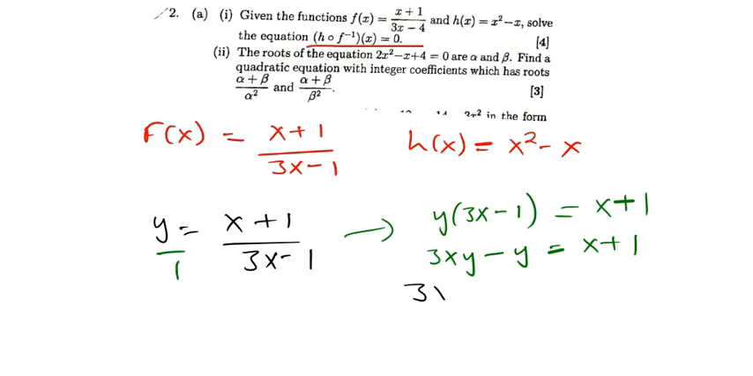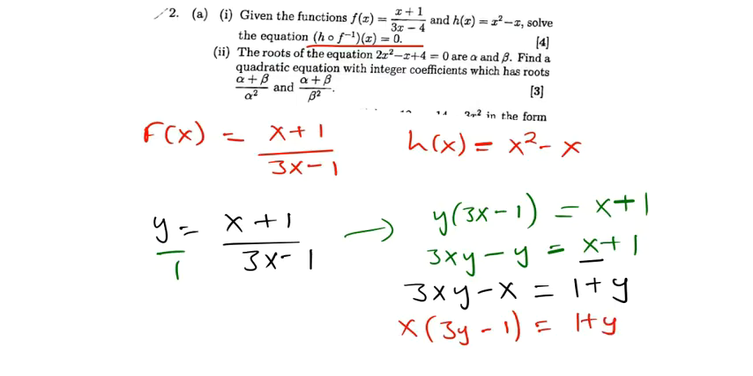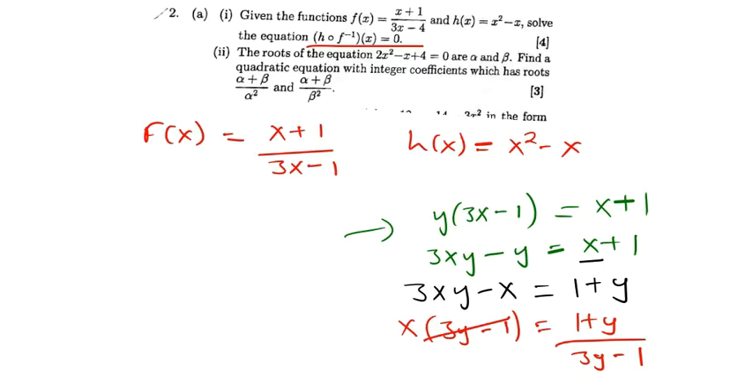Our goal, remember, is to make x the subject of the formula, so let every part having x be on the left. Add minus x to both sides, so it will be minus x, and then 1 plus y. At this point we can factor out x and remain with 3y minus 1 equal to 1 plus y, so divide both sides by that, and you remain with 3y minus 1. At that point we can swap back the y and the x, so where there is x, that's where we have the inverse of x, and where there is y, we put back our x. So 1 plus x over 3x minus 1, and so that's our inverse function.